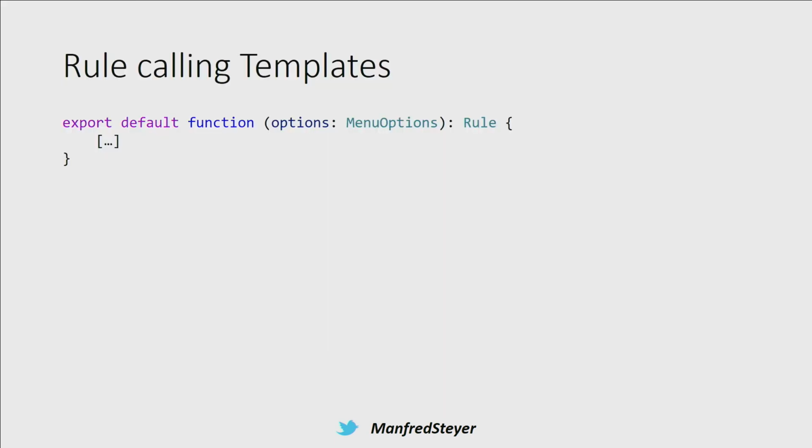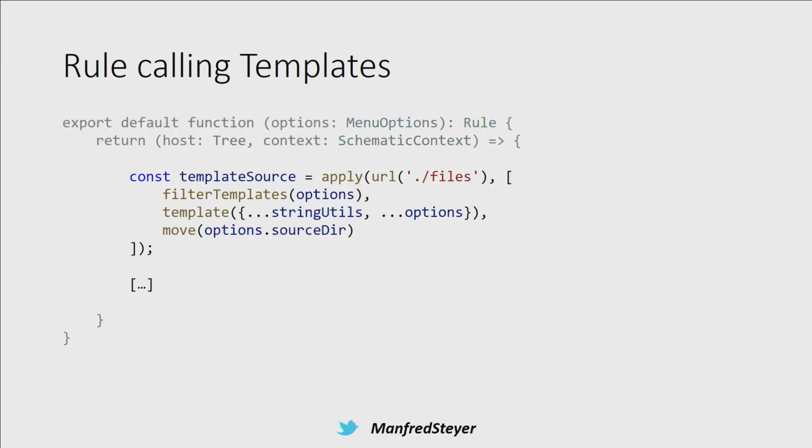So how to call a template? We need one more time a rule factory returning a rule, and then we need to define a template source. In the world of schematics, a source is just something that flows into your tree, that is just taken into your tree. And in my case, the source is based upon every file within the files folder, and those files are piped through those functions here, through the filter templates function, through the template function, and through the move function.